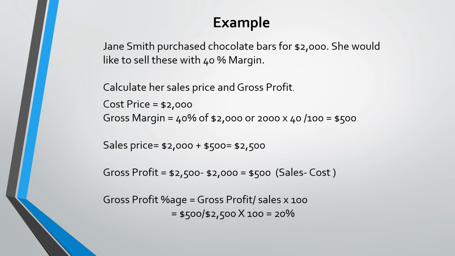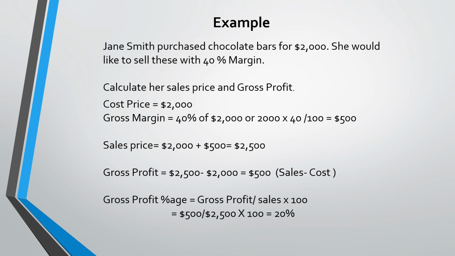So the cost price was $2,000. Gross margin is 40% of $2,000. Remember, gross margin is based on the cost price. So gross margin is $800. Sales price will be cost price plus gross margin, which is $2,800.